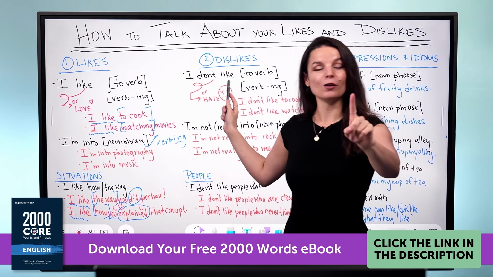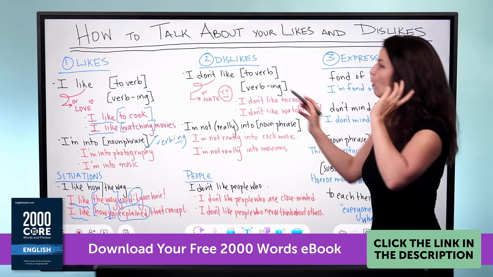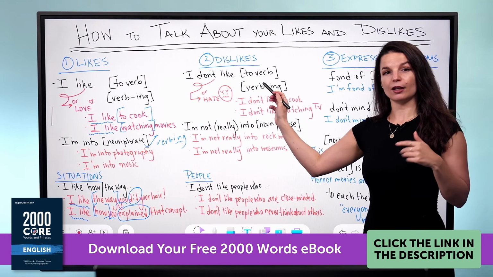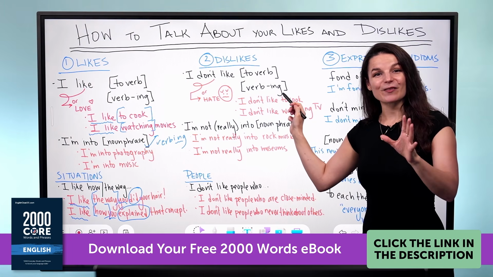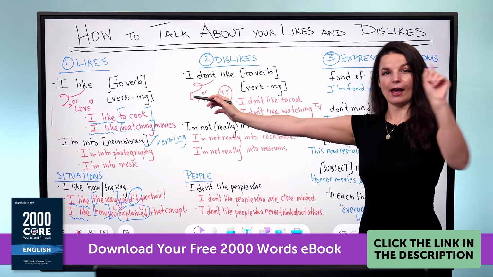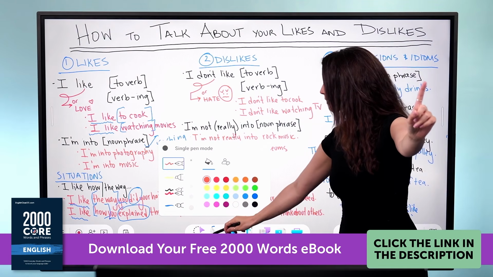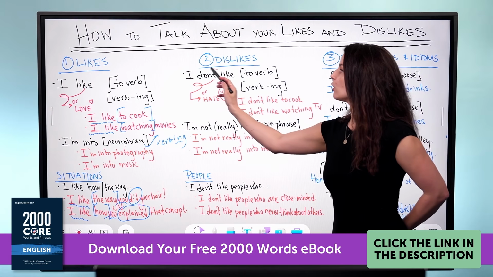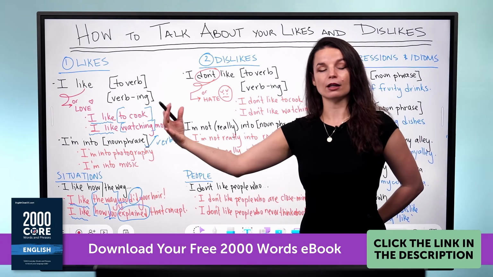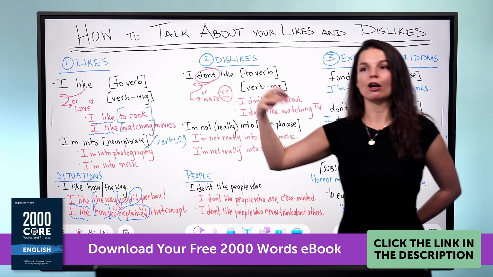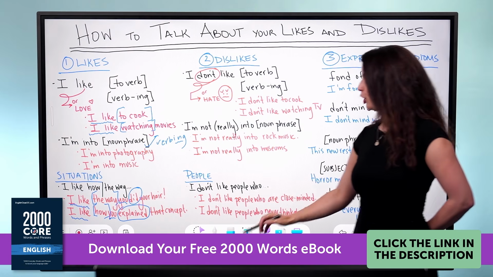Dislikes. So we can use the same patterns we practiced in part 1. I don't like to verb, or I don't like verbing. This is the same as part 1. However, we do have a negative. To make this a negative, we must include I don't. I do not like to verb. I do not like verbing. So, I don't like to cook.